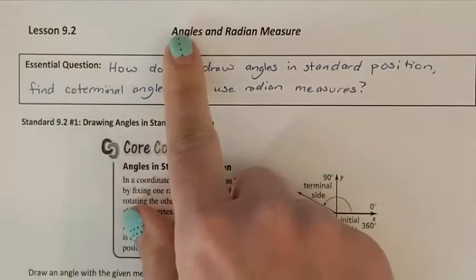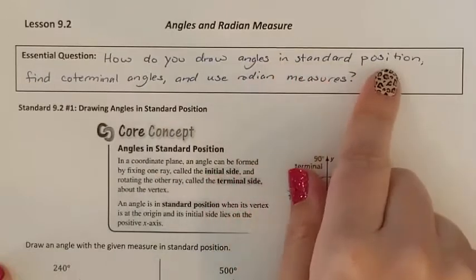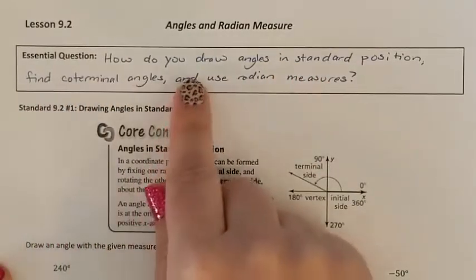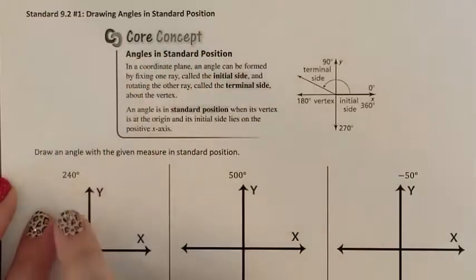Lesson 9.2, Angles in Radian Measure. Our essential question: how do you draw angles in standard position, find coterminal angles, and use radian measures? Standard 9.2, number 1, drawing angles in standard position.